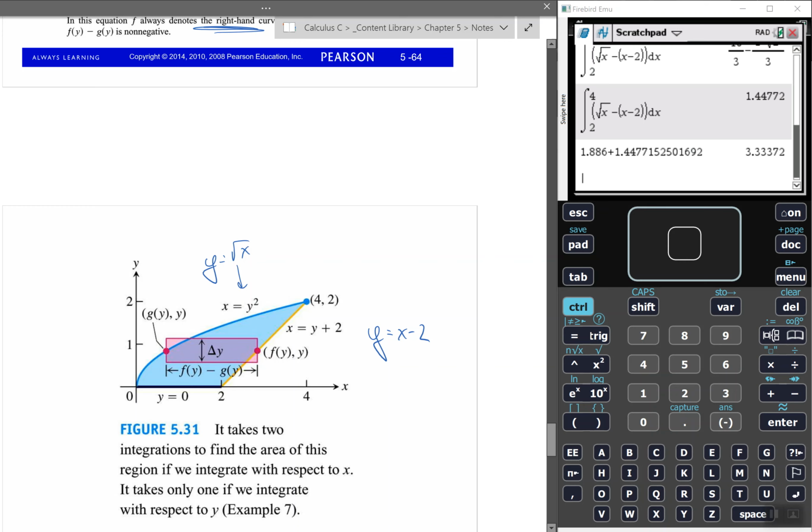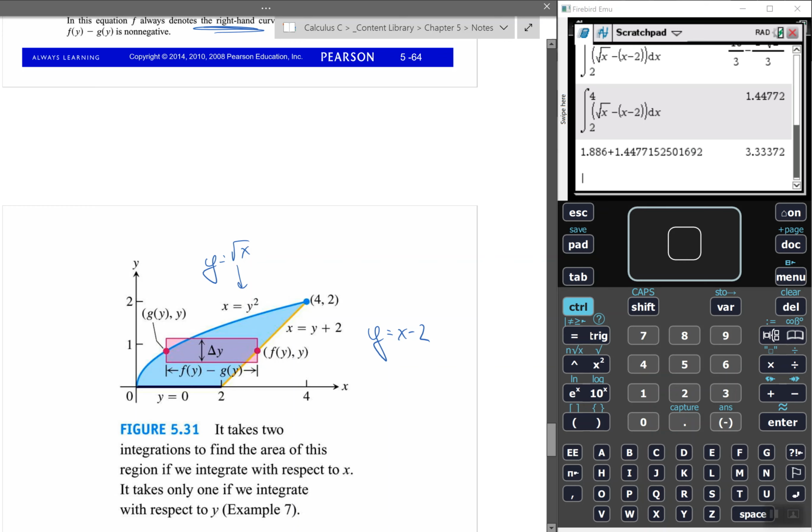The right-hand function, they've done it very easy for us here. They've color-coded it still. So the right-hand function, the function on the right, is x equals y plus 2. So we're going to start with y plus 2. We're writing all of these as y functions. And then still subtract, and then the left-hand function is y squared, x equals y squared. We're taking all of this now with respect to y. We've shifted our perspective. Instead of doing an x integral, we're now doing a y integral.